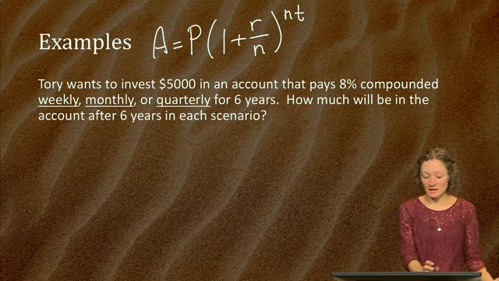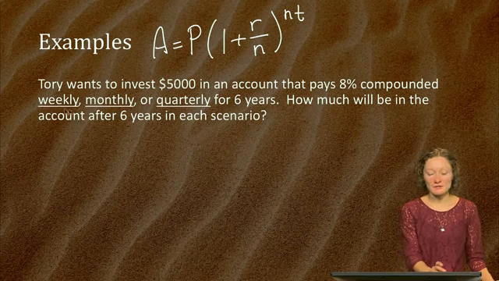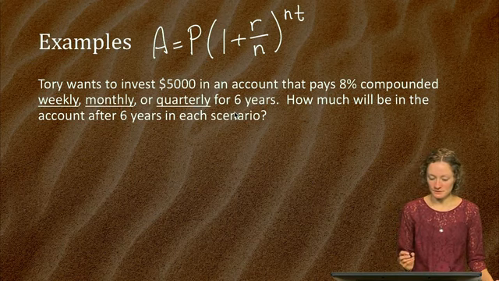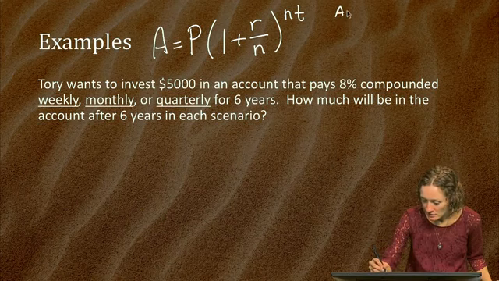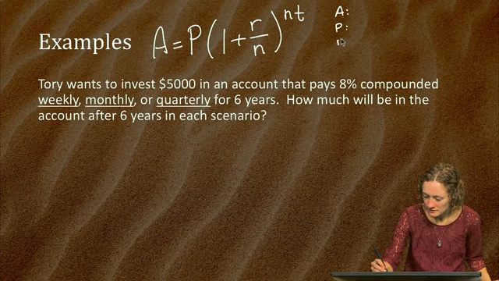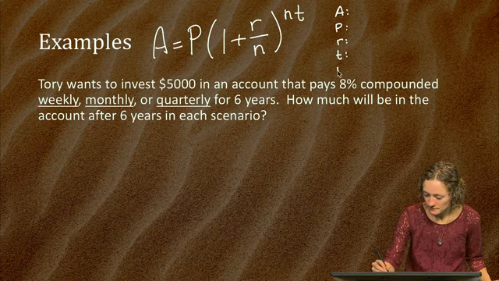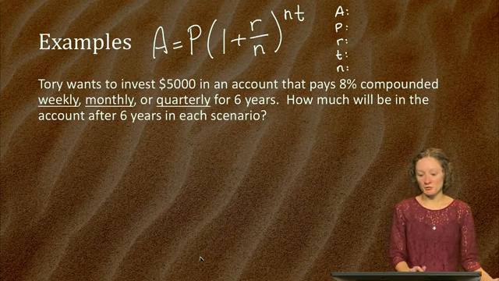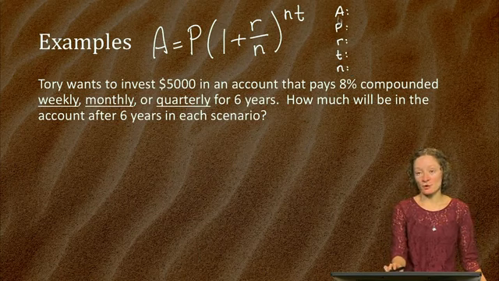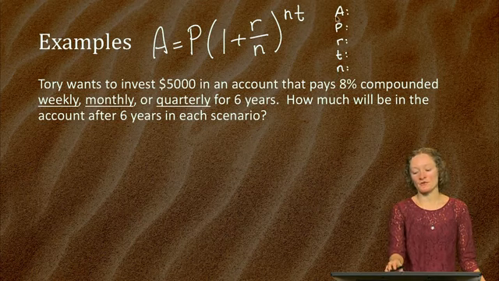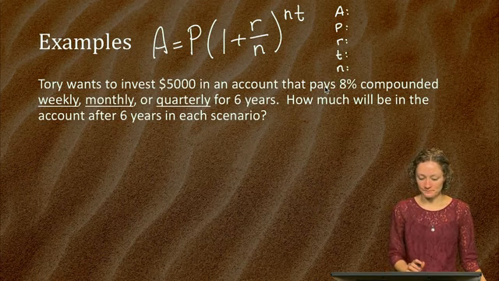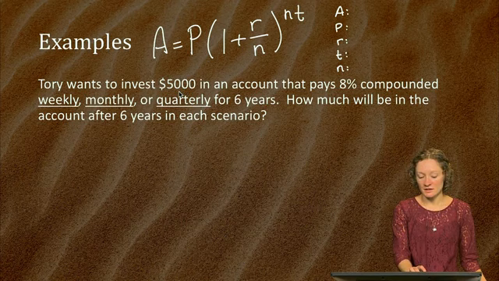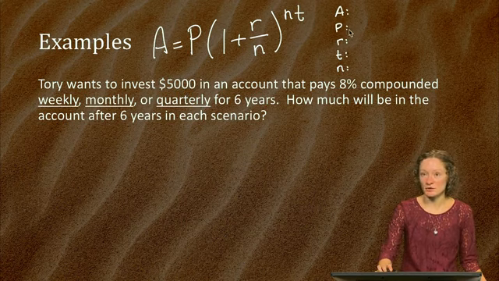So the question is asking us to find out how much would be in the account in 3 different scenarios: weekly, monthly, and quarterly after 6 years. So let's identify what some of those variables represent, and then start plugging things in. As I mentioned before, we should be able to find information for 4 of these 5 variables. The only way we can solve is if we know 4 numbers here. So the first information we're given, Tori wants to invest $5,000. Investing $5,000 is the principal. That's the initial amount.